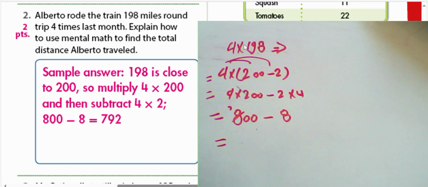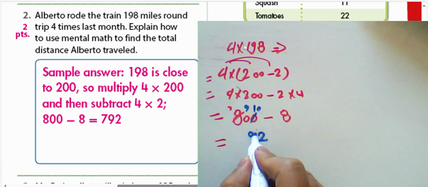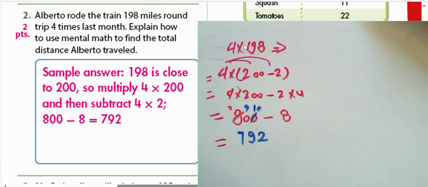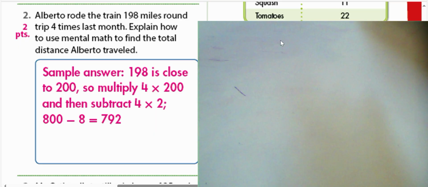For the 1 here, it will be 7, and this number 10, for the 1, 9, and this 10. 10 minus 8 equals 2, and then write 9, and then write 7. The result will be 792. You can use this strategy to find the result, okay?